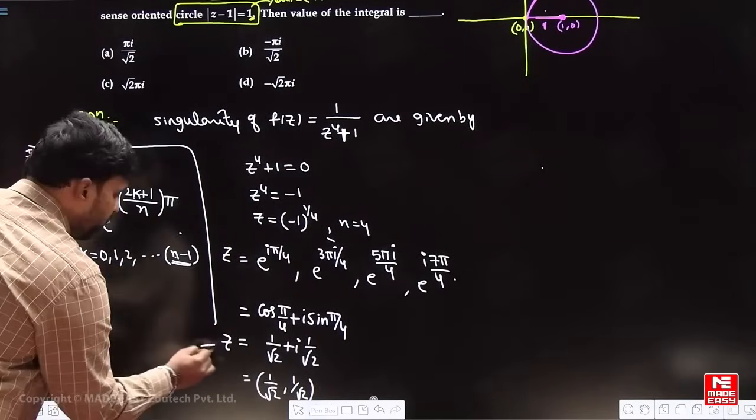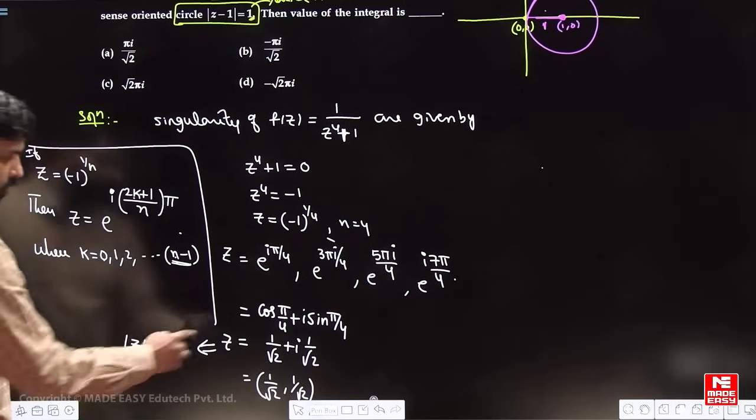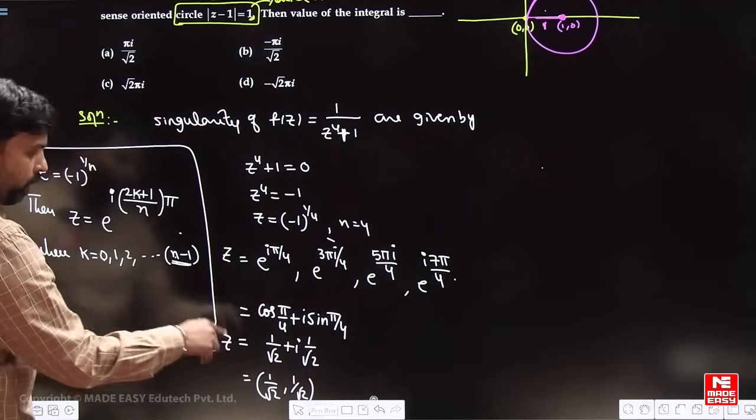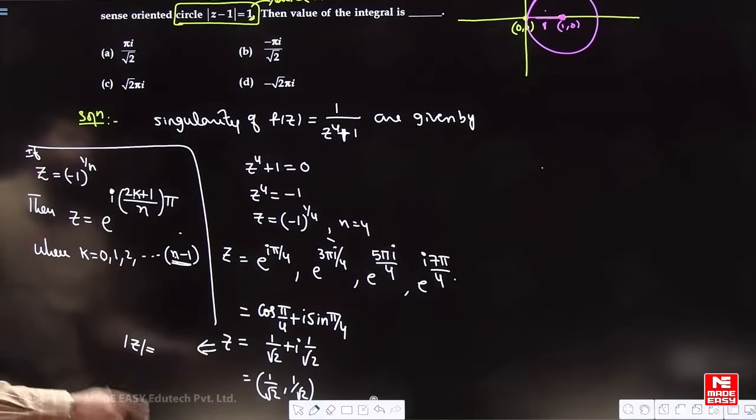And what is its modulus? So what is the modulus of this? The modulus of this is the square root of (1 by root 2) whole square plus (1 by root 2) whole square. It is 1 here.